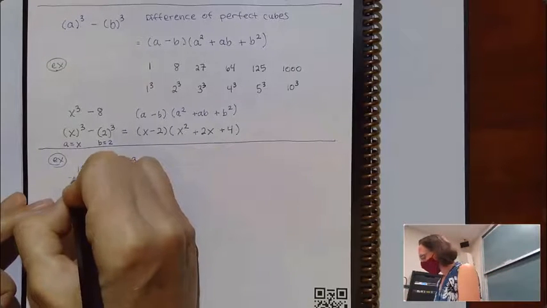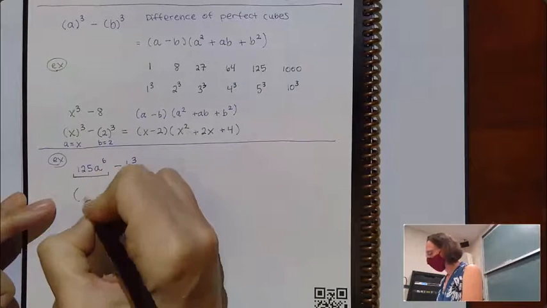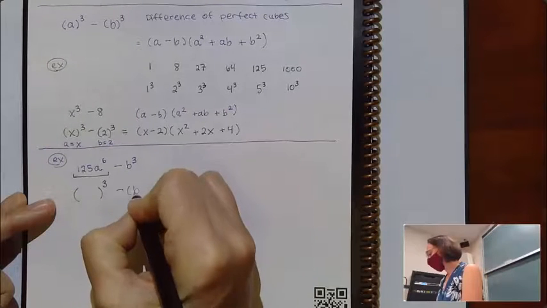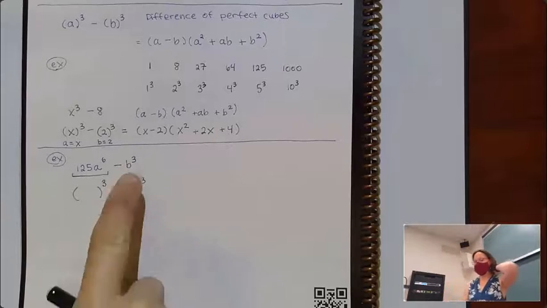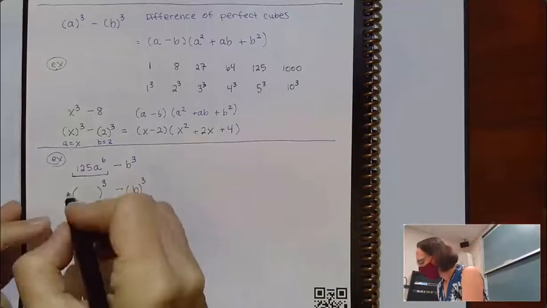So when I look at that first term, the 125 a to the 6th, I'm thinking, can I write that as something cubed? Because I've already got the b cubed part here. So 125 a to the 6th, I want to be able to write that as something cubed. What's my something? Yeah, 5a to the power of 2.